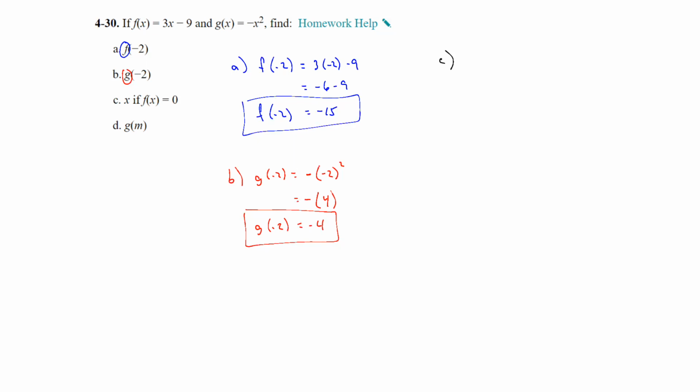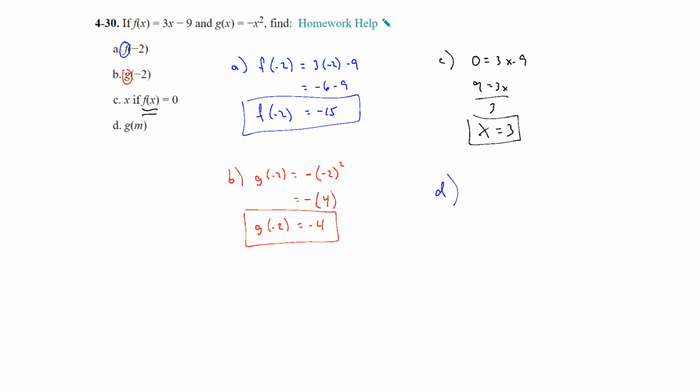All right, C, x if f of x is equal to 0. So now it's actually saying if f of x, which is that y value, is equal to 0, find x. So we would say if f of x is 0, that would be 0 equals 3x minus 9. We can add 9 to both sides, divide by 3, and x would equal 3. So that one's actually asking for the input. It's giving you the output.